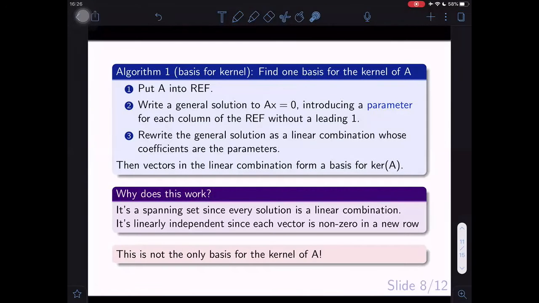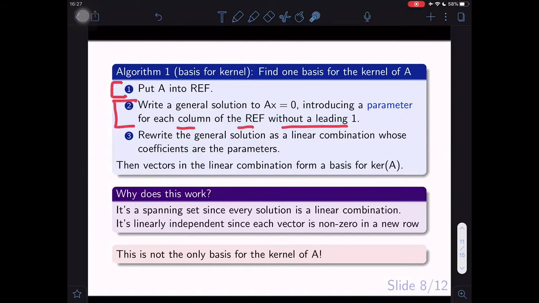We can do what we just did for any matrix and skip some of the computation. This algorithm allows us to always find one basis for the kernel of a matrix. We put the matrix in REF form and we write a general solution to A times a mystery vector equals the zero vector, and we introduce parameters for all of the columns of the REF matrix without a leading one.